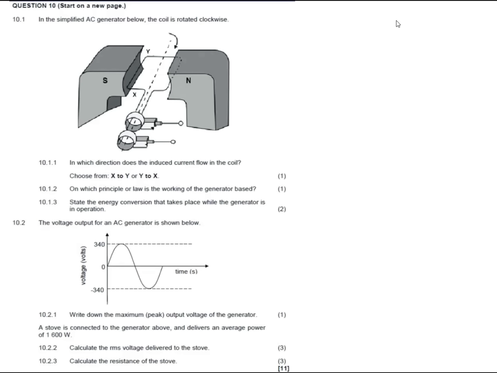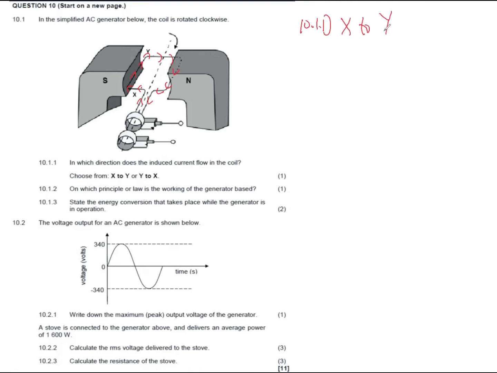Okay, so we have question 10 here. It says, in the simplified AC generator below, the coil is rotated clockwise, and note it is a generator, right? 10.1.1 says, in which direction does the induced current flow in the circuit? Choose from X to Y or Y to X. So we did mention that with a generator, if it is rotating clockwise, the current will also be flowing clockwise. So that's a clockwise direction. That means in that case, it will be from X to Y.